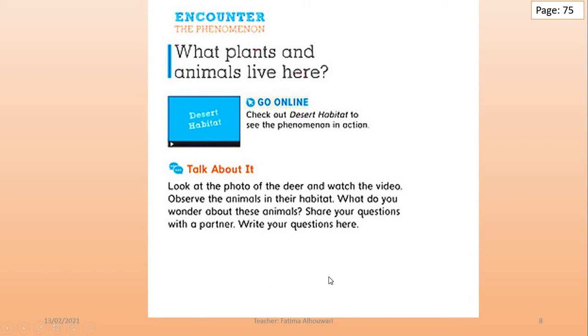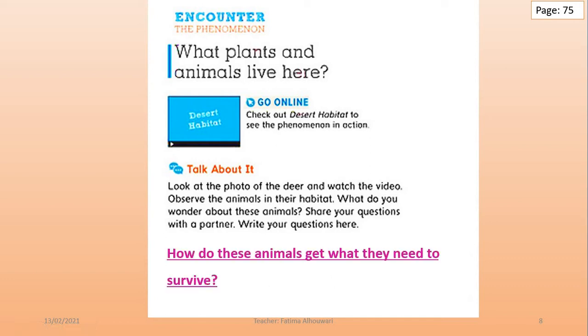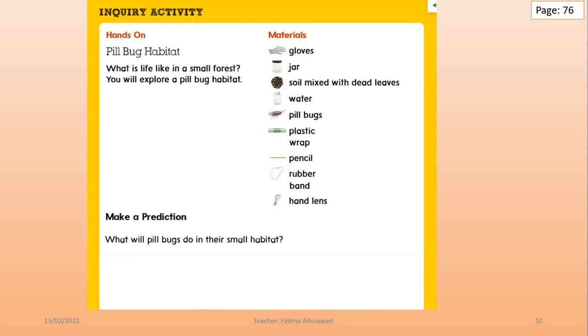For me, I have a big question. How do these animals get what they need to survive? They live in two different habitats. Throughout this lesson, we will investigate that. Today we have an inquiry activity: pill bug habitat, page number 76.